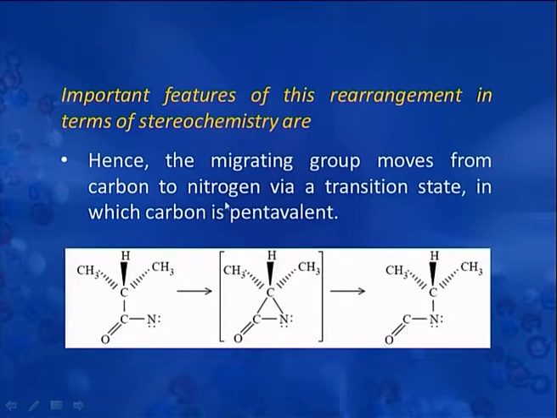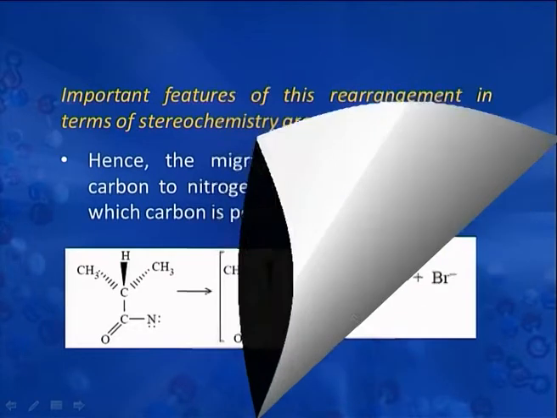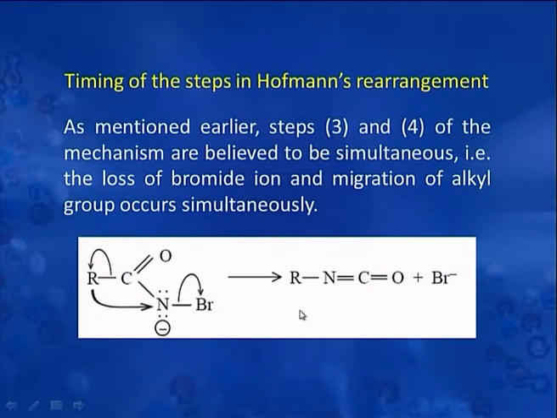So, the migrating group moves from the carbon to nitrogen via a transition state in which carbon is pentavalent. You can see this carbon is pentavalent. It is attached to 3 other groups along with this carbon and nitrogen. As mentioned earlier, step 3 and step 4 of the mechanism are believed to be simultaneous.